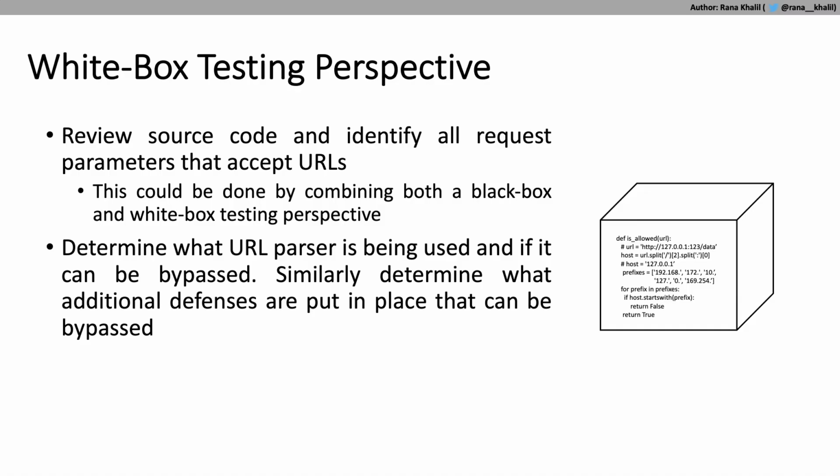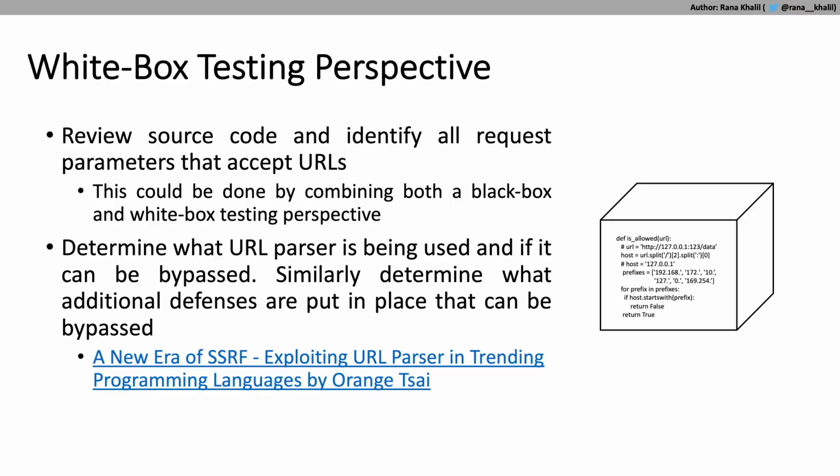And if it's a blacklist, it usually can be bypassed really easily. However, if it's a whitelist, what I usually do is I try to determine what URL parser is being used to parse the URL. And depending on the URL parser, you might be able to exploit it in order to bypass that defense. There's a really good talk by Orange Tsai called A New Era of SSRF, Exploiting URL Parsers in Trending Programming Languages, that talks about how different URL parsers parse URLs differently.